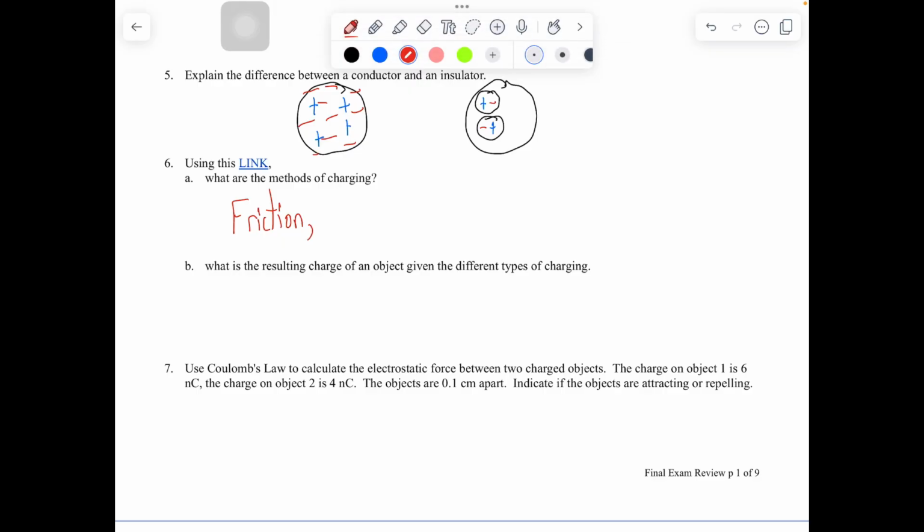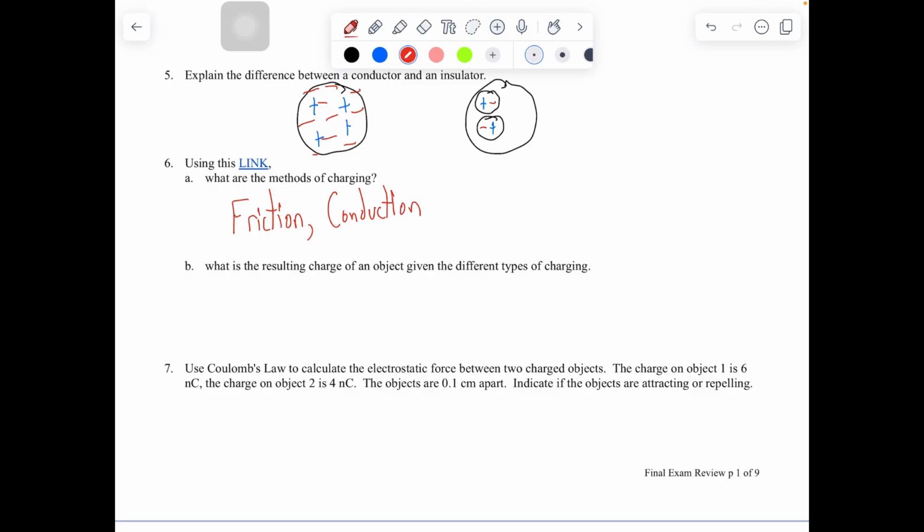Our next method of charging is conduction. This always involves two conductors, and they simply touch. If you have a positively charged conductor and a neutral conductor, after they touch, they will both be positively charged. The one charged conductor will share its charge with the other.